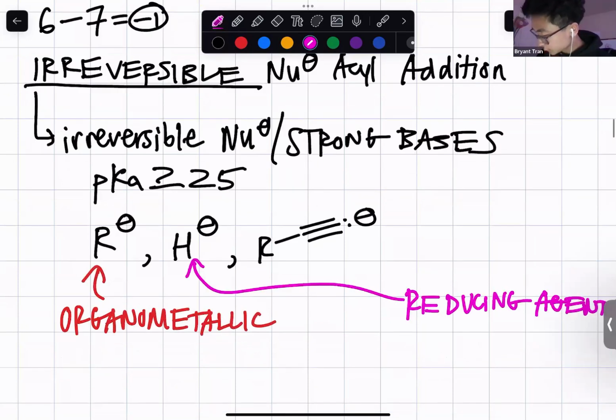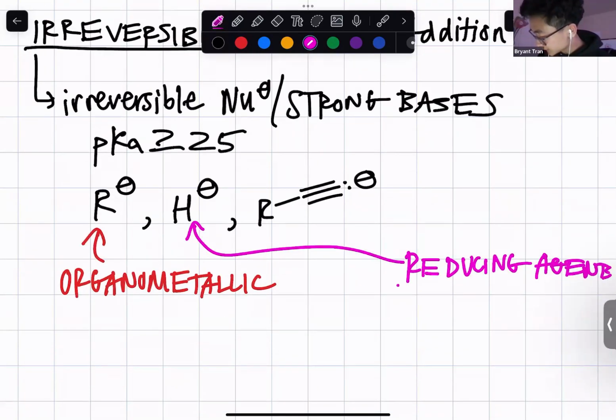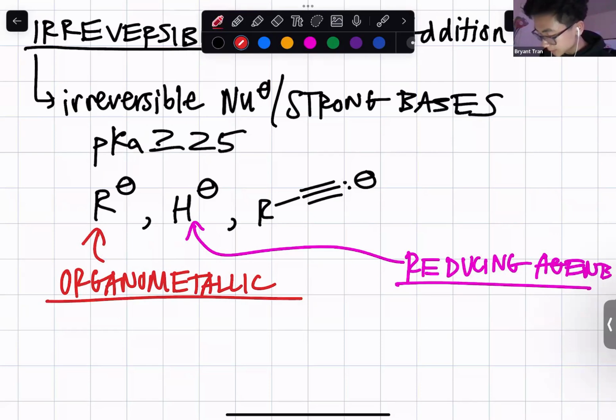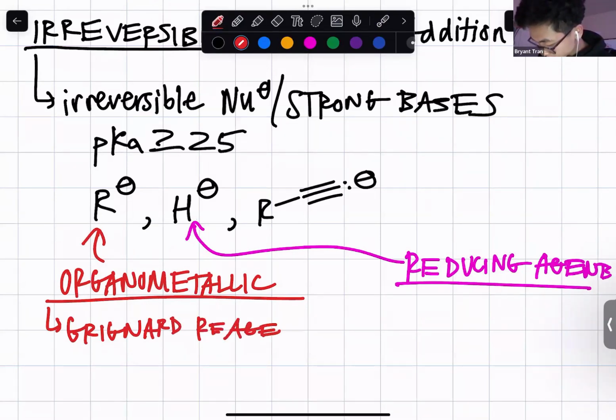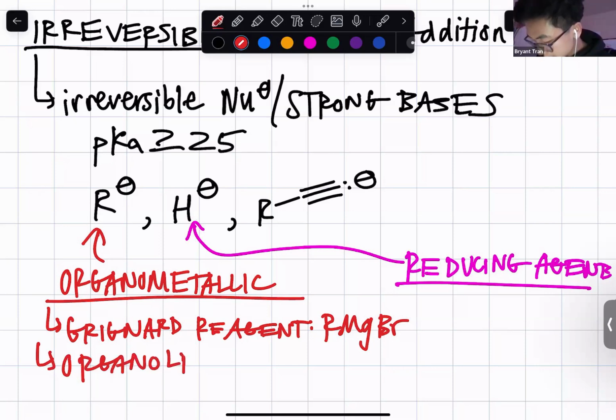Right? So on the arrow, when you see one of these reagents here, let's say organometallic, there's two types. There's a Grignard reagent, R MgBr, and there's organolithium, RLi. They do the same thing though. They have the same chemistry, it's just different reagents, right?